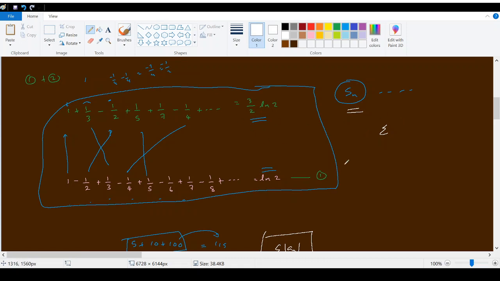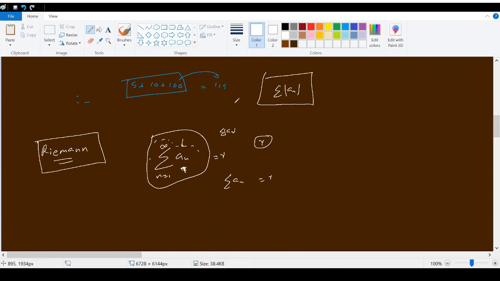But anyway, all these things are true for conditionally convergent series. So just try to remember these results. You will not get any questions on the exam on these, but it's nice to have these ideas in mind. For any real number, you can rearrange any given conditionally convergent series so that the sum of that rearranged series is equal to that given number.